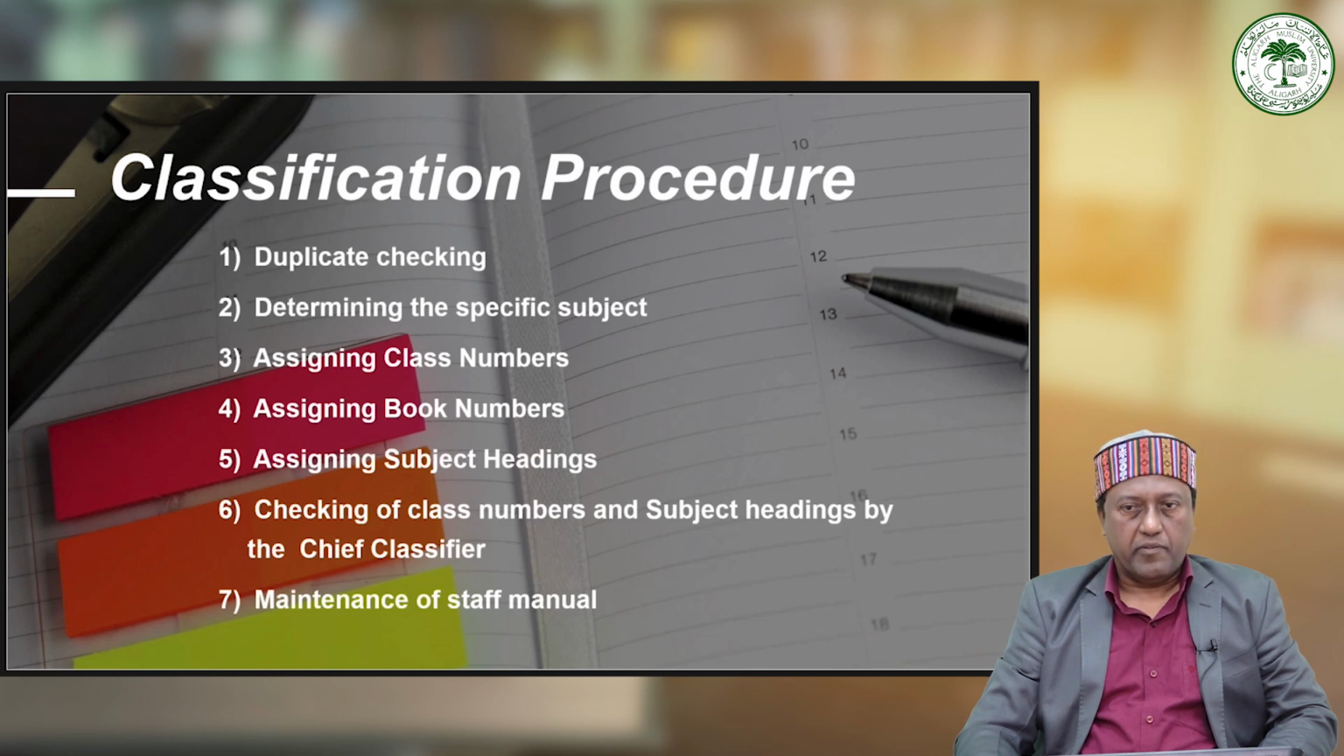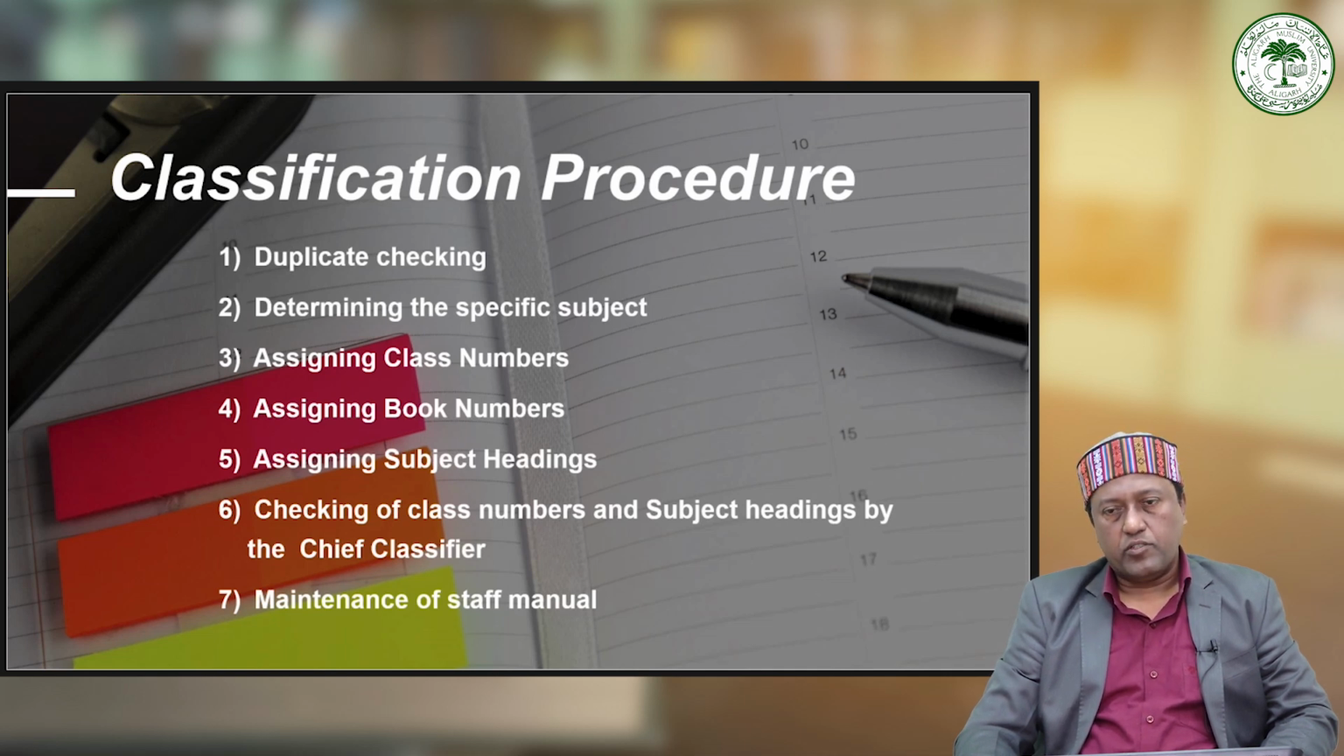whether to use close or broad classification. The assigned class numbers are written in pencil on the upper half portion of the verso, that is the back of the title page. Using pencil allows for easy correction or revision of the class numbers in case of future changes without damaging the book. Because normally the junior classifier is given the task to classify or assign class numbers to the document. Later on it is checked by the chief classifier.